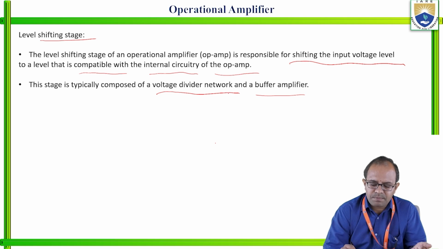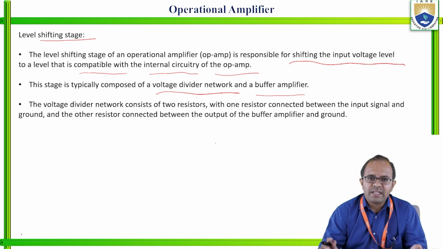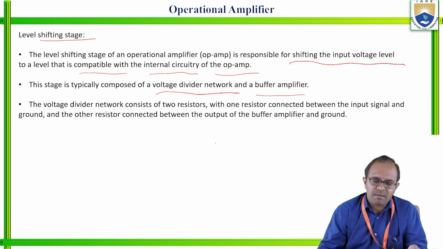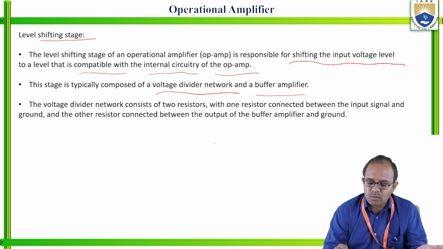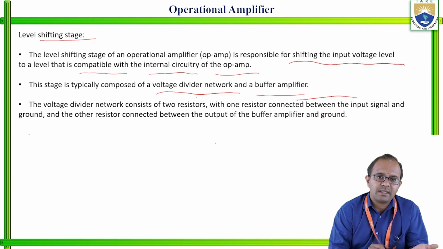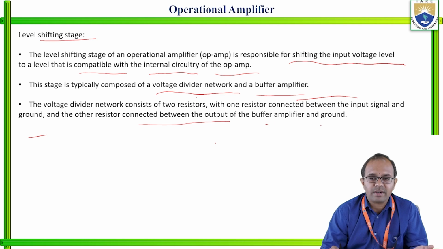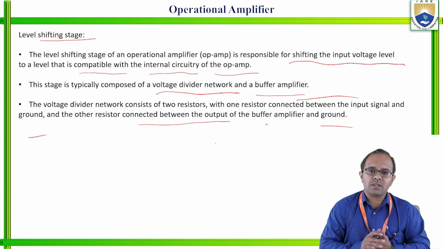And this consists of a voltage divider network as well as a buffer amplifier. You know about the buffer. It does nothing other than passing the signal from one end to the other end. That is nothing but the buffer stage. And the voltage divider circuit consists of resistors, with one resistor connected between the input signal and ground. The other resistor is connected between the output of the buffer amplifier and ground. This is just the circuit configuration of the voltage divider network.